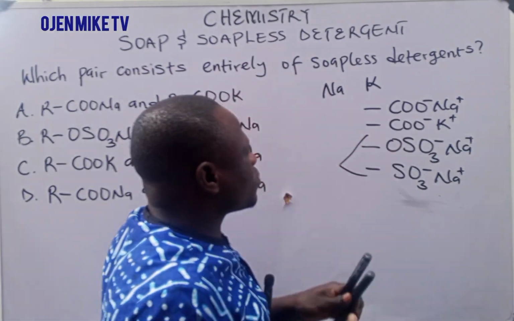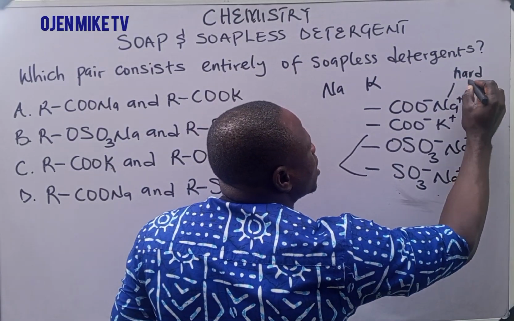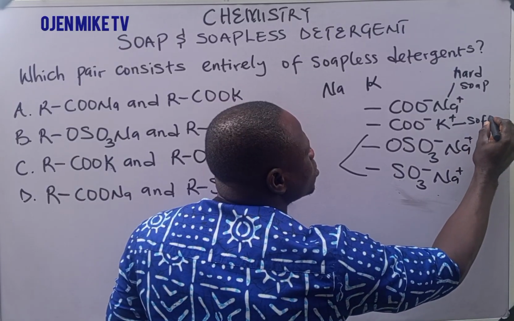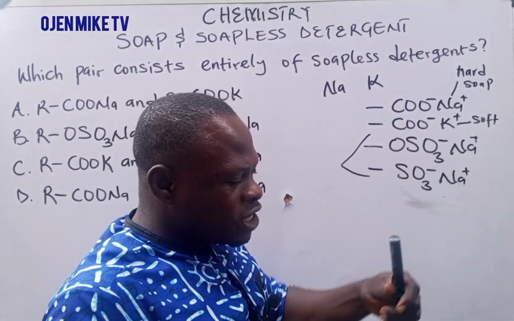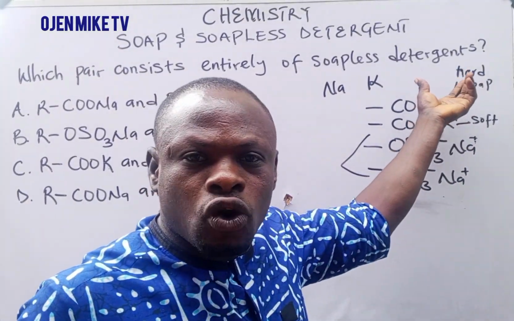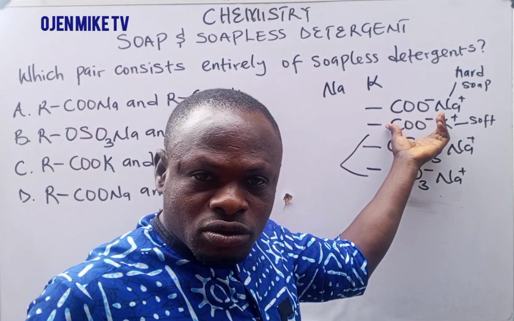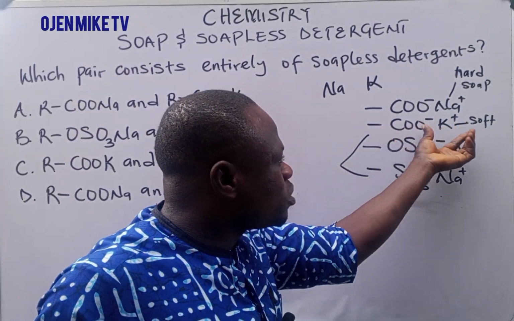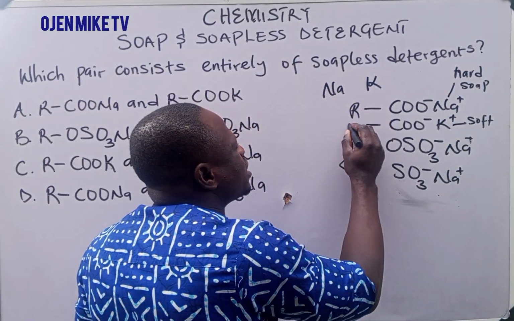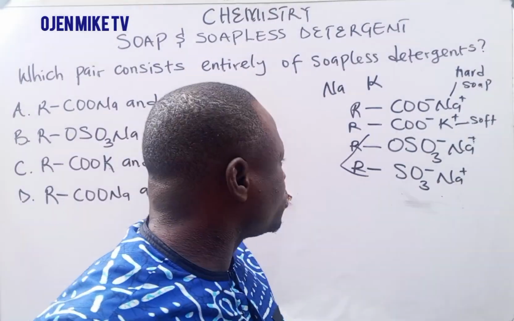Now this one is called hard soap. This is hard soap. And this is what? Soft soap. Anyone that is made up of sodium is hard soap, the one they use in making laundry soap. Soft soap is the one of what? Potassium. Remember, this one is a long chain hydrocarbon, R here, let's just say R. These are all long chain hydrocarbon, long chain fatty acid. Let me put it like that.